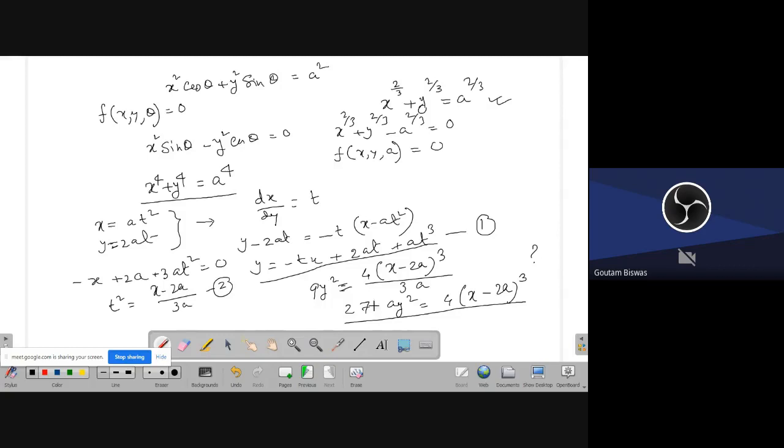No, this is not the envelope of the family of curves. This curve is known as the evolute.